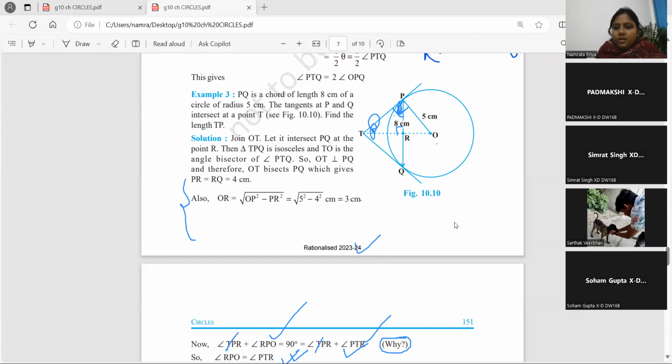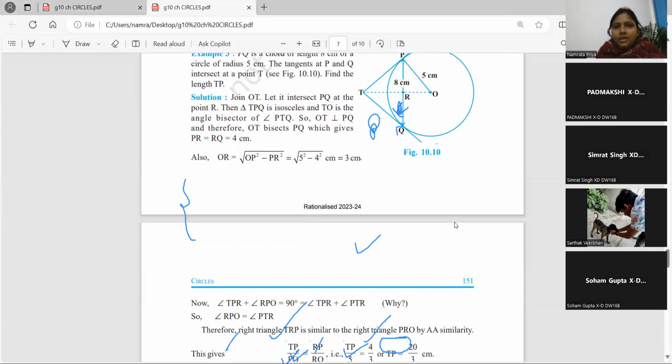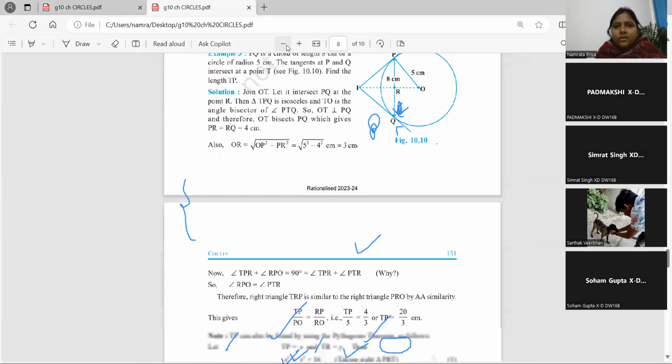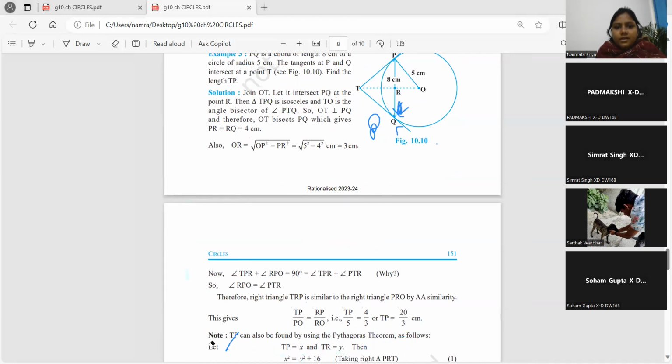Here, moving on a little bit lower, I need the screen also, figure also, so I'm making it a little smaller. Removing all the annotations. All right.